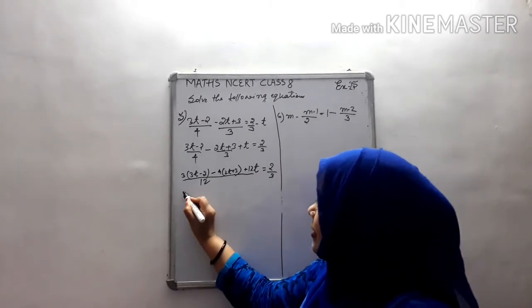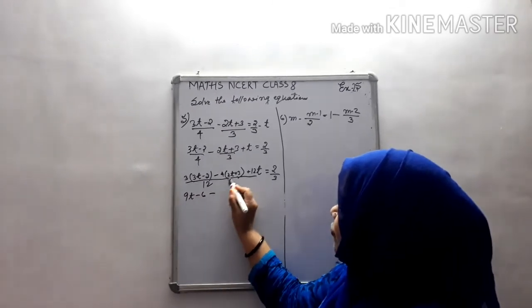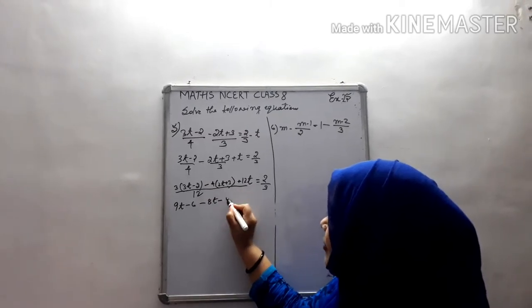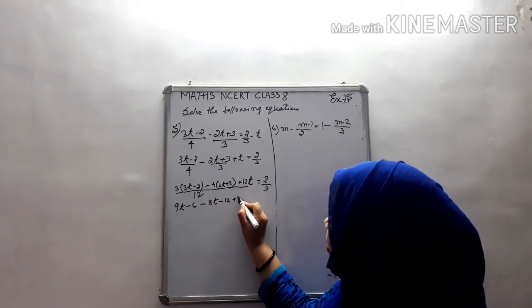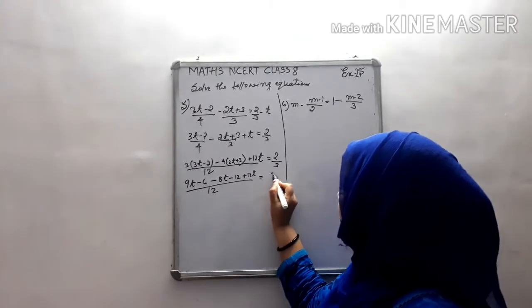Now look here. 3 3s are 9, 9t. 3 2s are 6, 6. Here minus 4 2s are 8, 8t. 4 3s are 12. Plus minus minus 12. Here plus 12t divided by 12 is equal to 2 by 3.